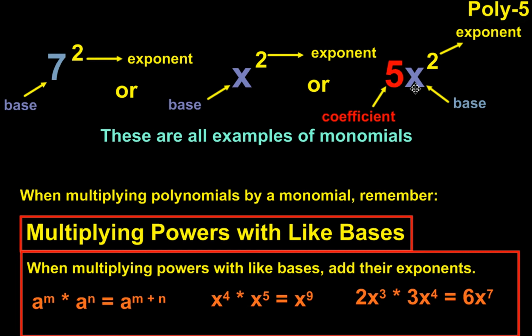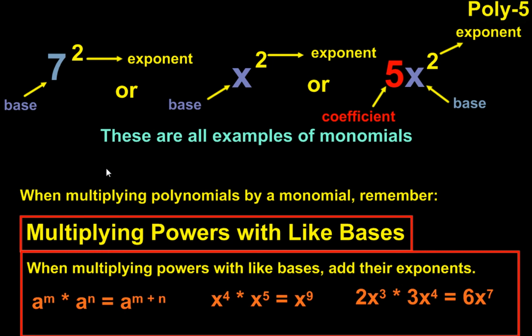We have a whole number, we have a variable, and we have an exponent. So the variable, in this case x, still stays our base because it's what's attached to the exponent. So the 5, in a situation like this, becomes what's called a coefficient.